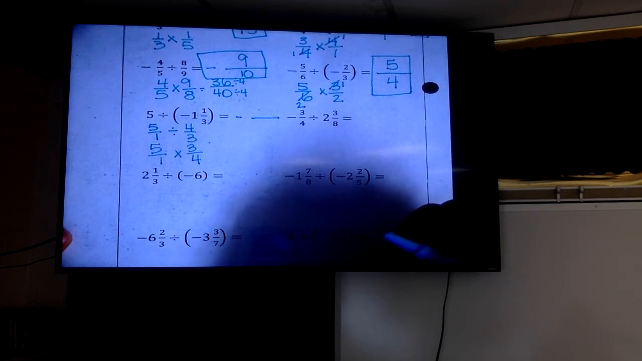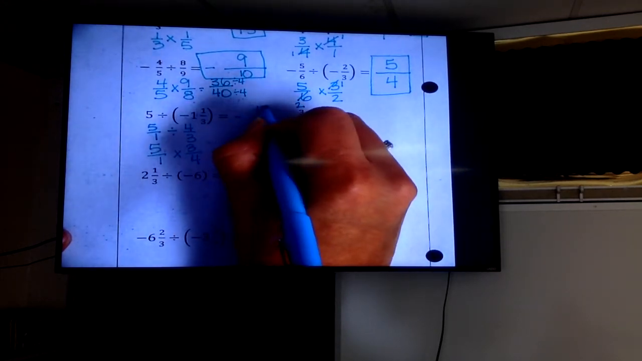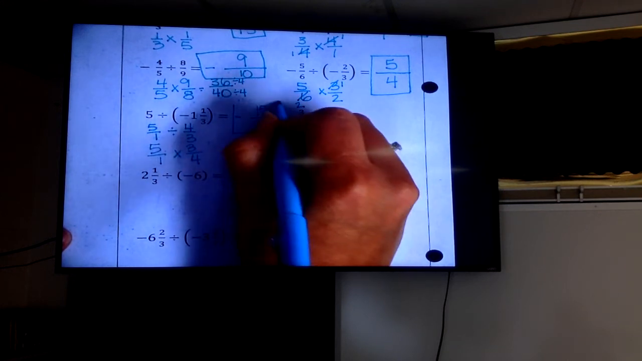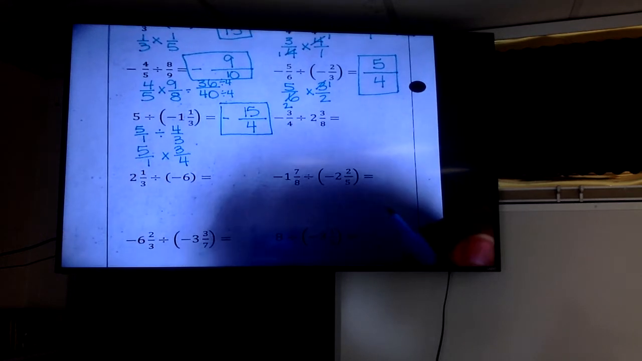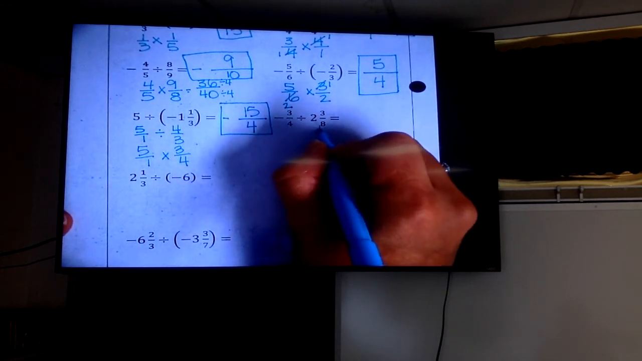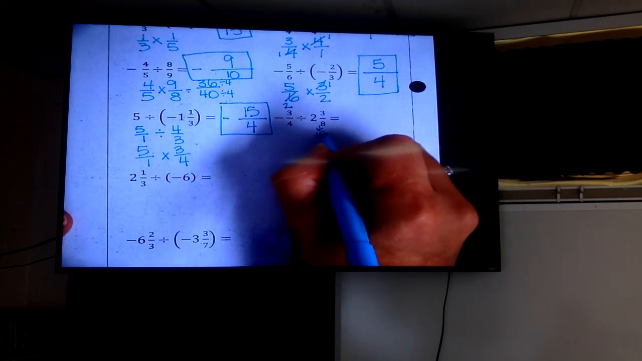And in this problem, I don't see anything you can simplify before you multiply. So I'm going to say 5 times 3 is 15, and 1 times 4 is 4. So my answer is negative 15/4. All right, here, I need to change this one. So 2 and 3/8 would become 19/8.